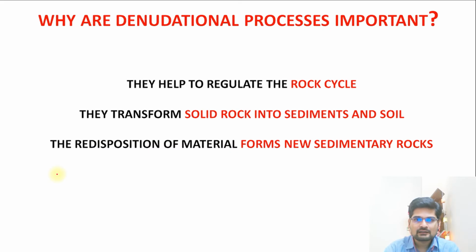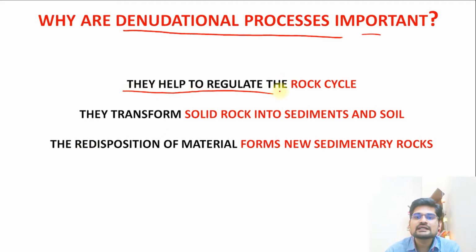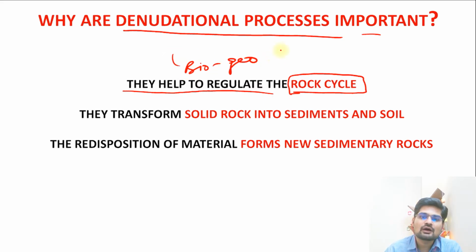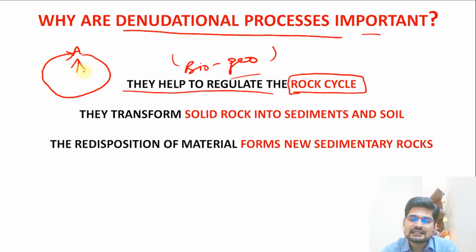So let's go ahead. Now, the first question that arises here is, why are denudational processes important? Remember, the first thing is that they help to regulate what we understand as the rock cycle. You must have understood the biogeochemical cycle, remember the ecology concept. When we say something is cyclic in nature, it means it starts from A and through different processes goes back to A. So this is what cyclic nature means.